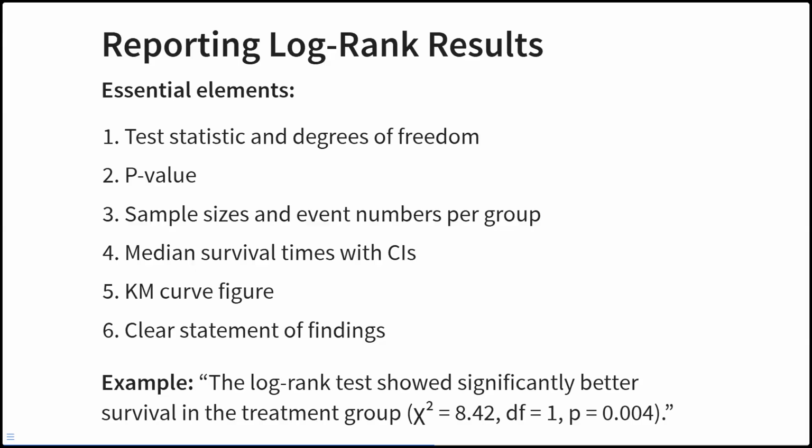So, for example, the log rank test showed significantly better survival in the treatment group. So this is the treatment group. Chi-square is equal to 8.42, and you have a degree of freedom of 1, at p equals 0.04. So you can see our p-value is less than 0.05, which means there is a significant difference between the survival in the two treatment groups. Let's say one group was given treatment A, and the other group was given treatment B.